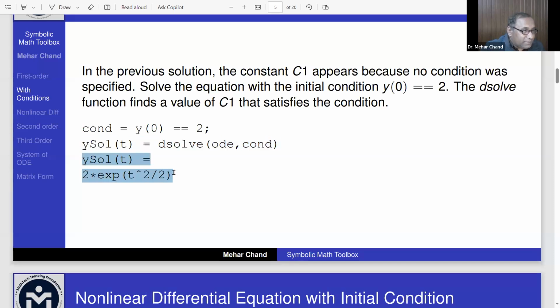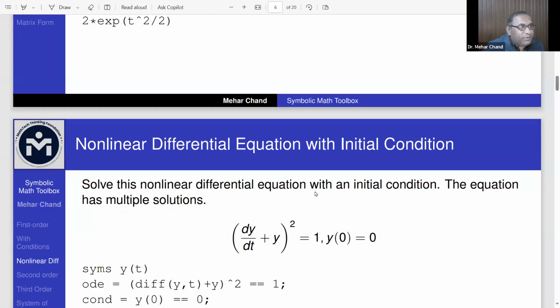you have this answer. In the previous statement, we had C1 at this place, some unknown constant, but now we have 2. So when you apply the condition x equal to 0, y equal to 2, the value of C1 is 2. In this way, you can easily apply the initial condition. Got it? You got it? How you can solve the differential equation?